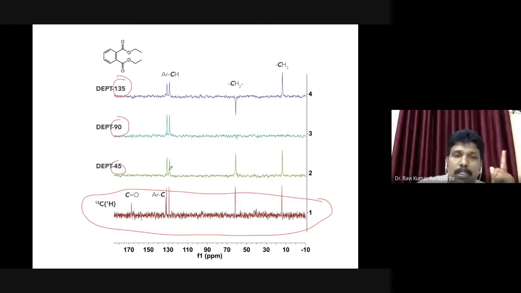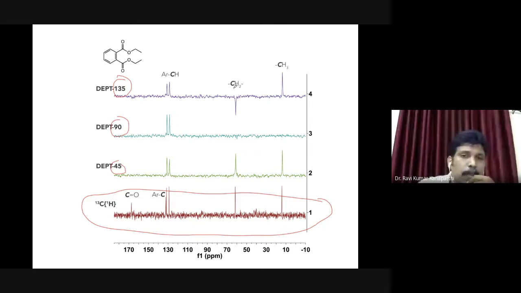The point number 2, when you apply the 90 degree pulse in the DEPT, then what we get is only the tertiary carbons. Only the tertiary carbons. Please remember and note down. In the final scan, we give a 135 degree pulse, and then we try to record the carbon-13.